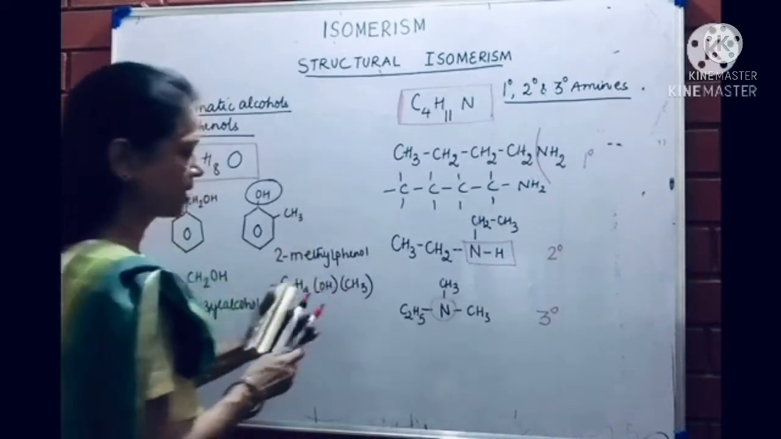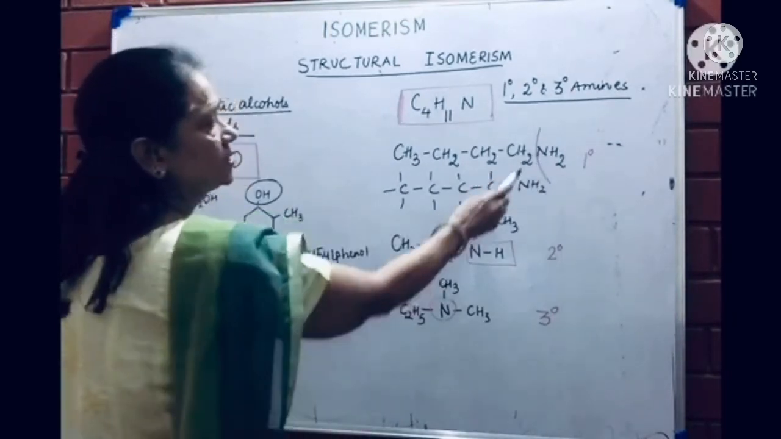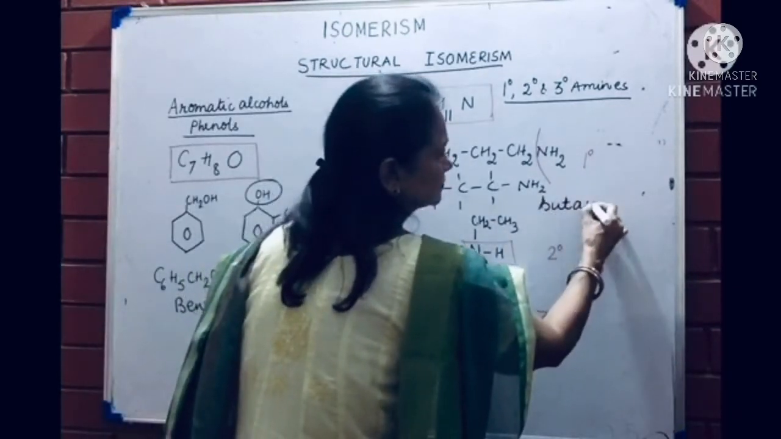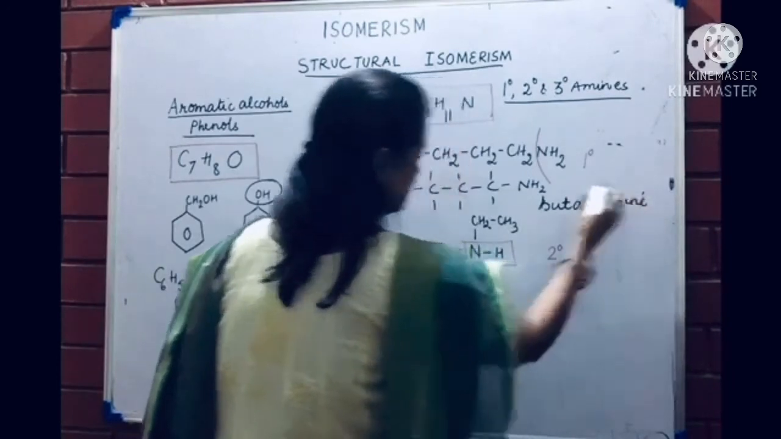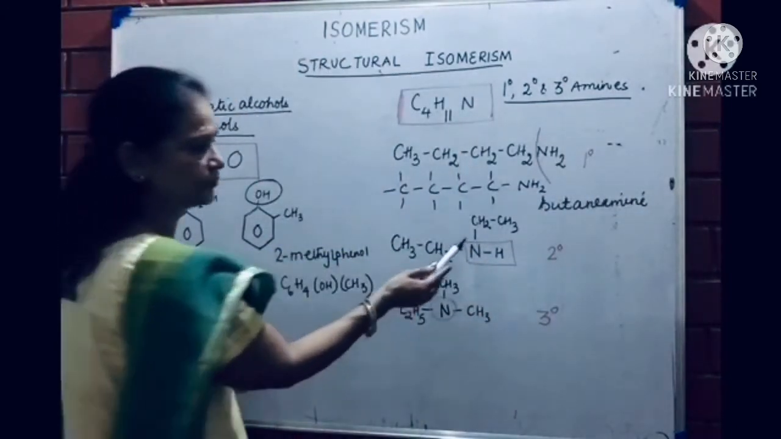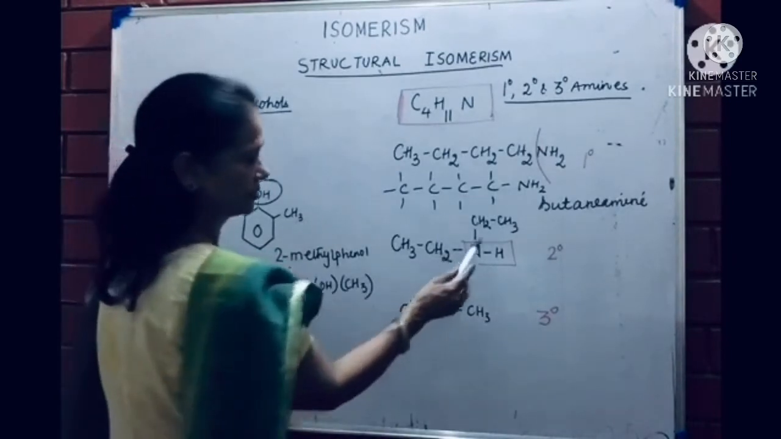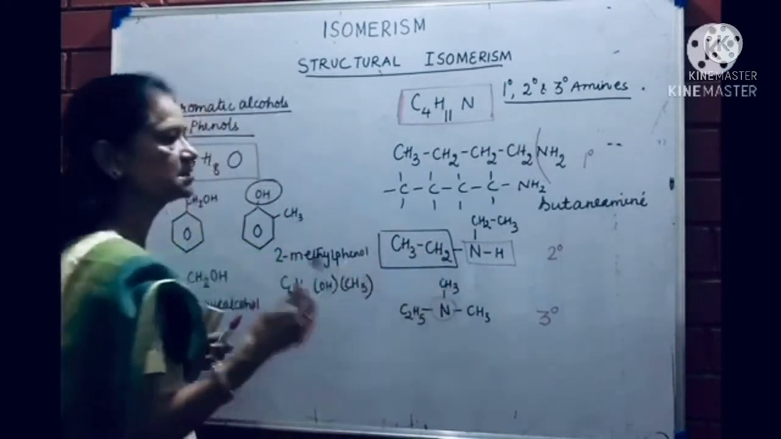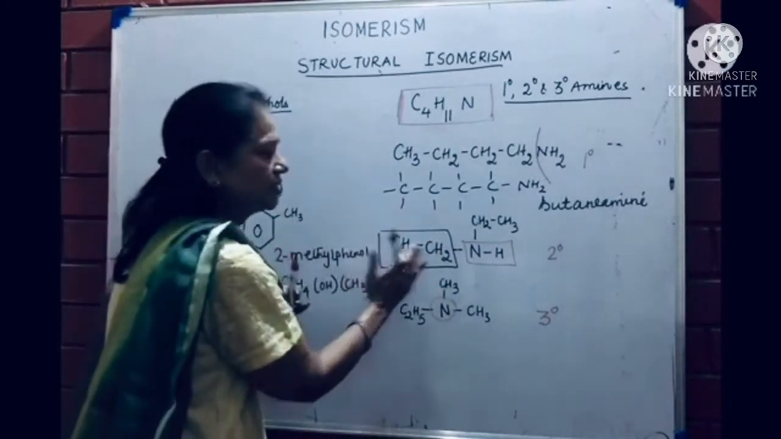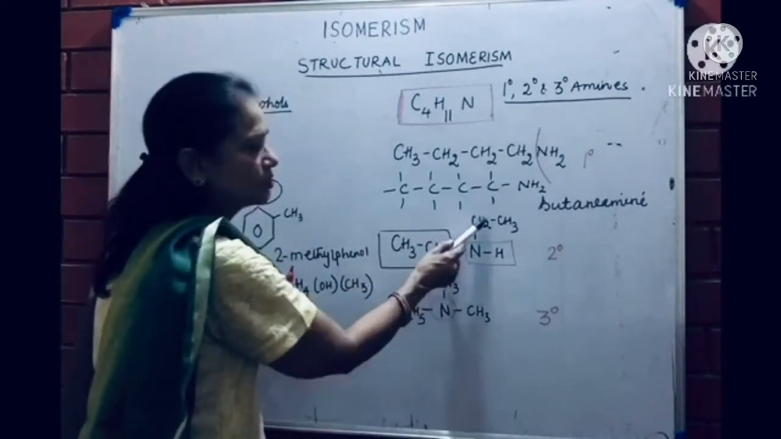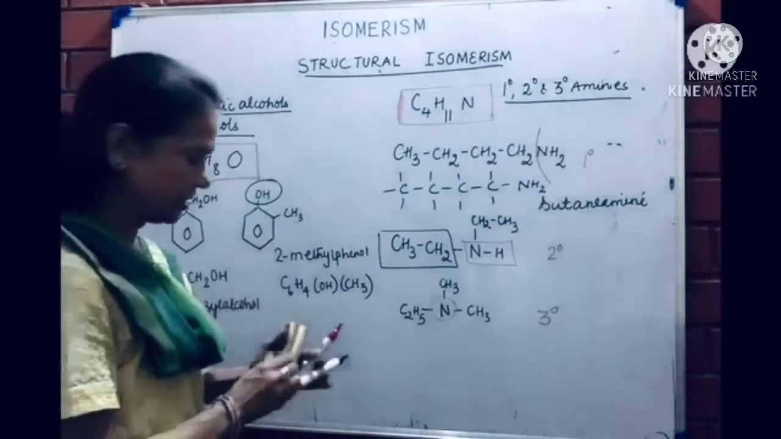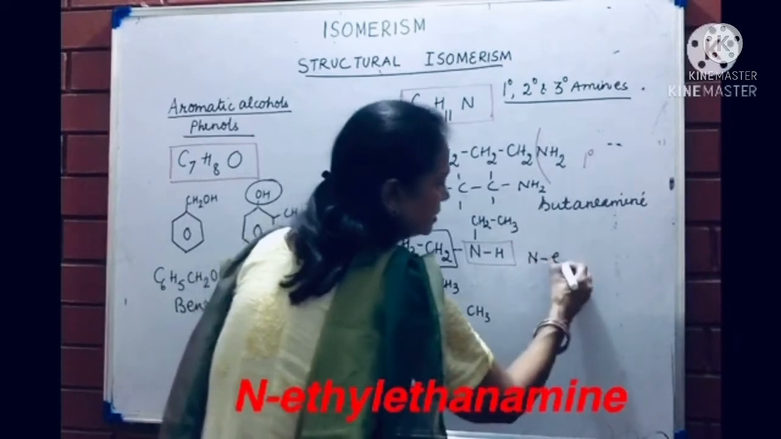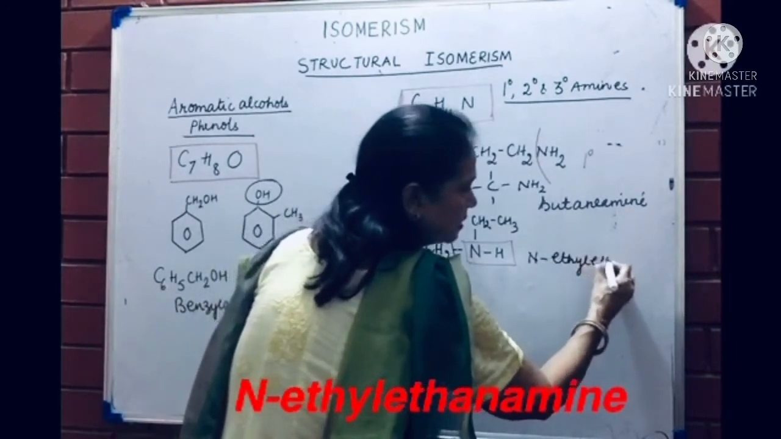Now naming the compound. Since this compound contained 4 carbon atoms, I'll say this is butane amine. Now in this one, I'm revising with you how IUPAC names were written. One side you can take as a chain. So this side I'm taking as a chain, which is ethane. So the compound actually is ethane amine, but on the nitrogen atom there is an ethyl group. So I will name this compound N-ethyl ethane amine.